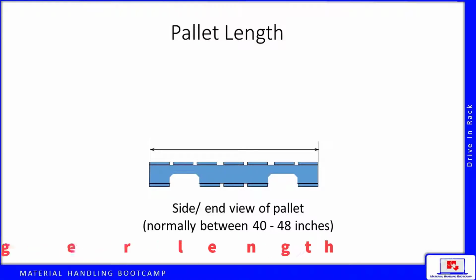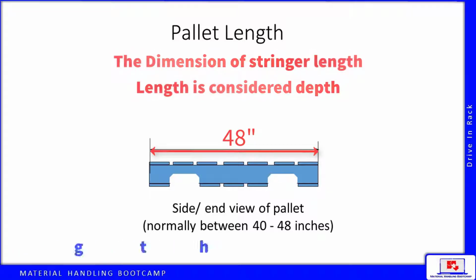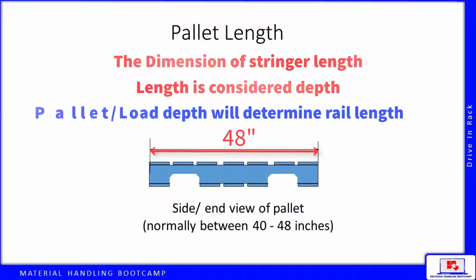Length of pallet is the size of its stringer, so a 48-inch stringer means a 48-inch deep pallet. Since 48 inch is the most common depth, basic design usually is based on 48-inch deep uprights. Pallet length and load length will determine the length of the pallet rail.